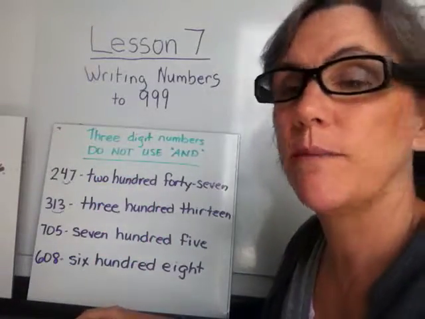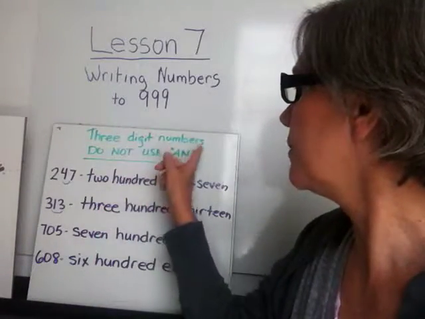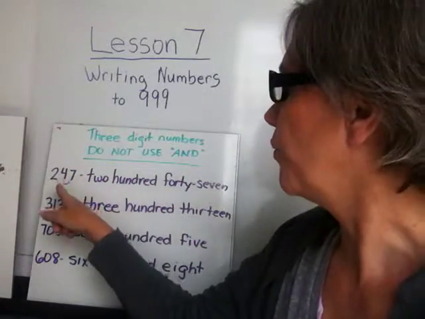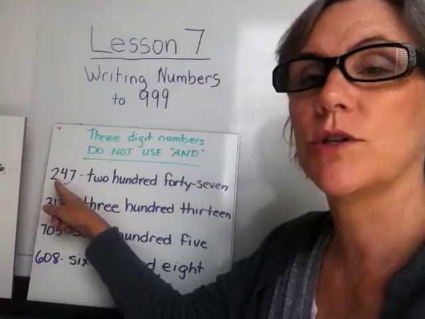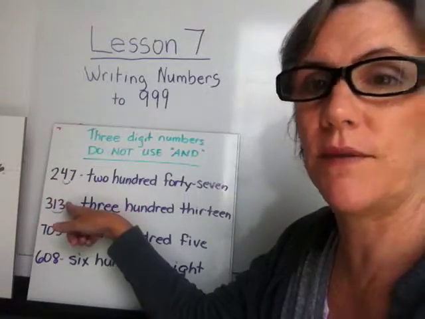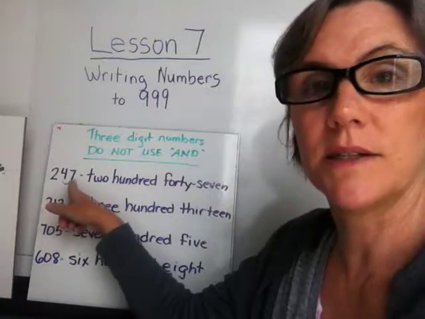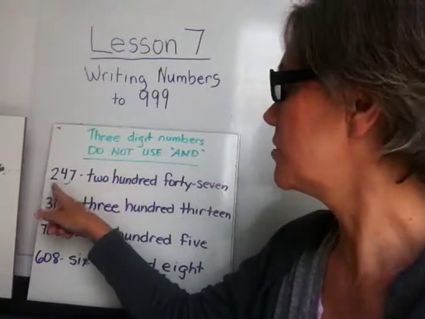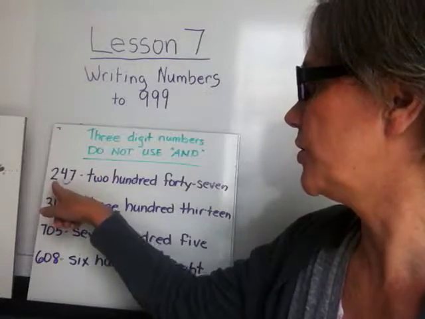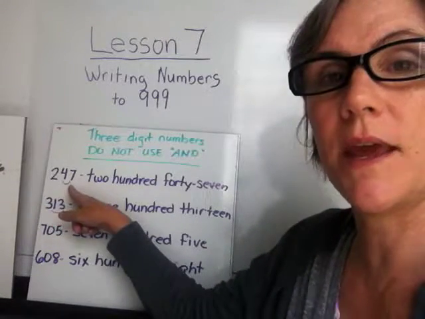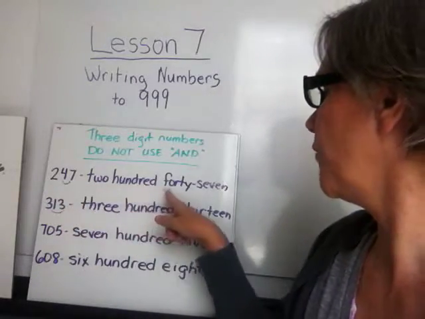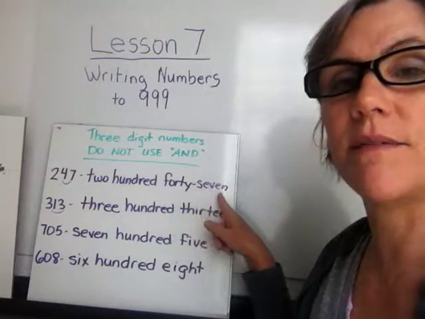Okay, now the thing to remember when you're writing three-digit numbers is that you do not use the word "and." So when we're writing 247, this is not two hundred and forty-seven, because the "and" has a different meaning when writing numbers. So we'll learn about that later. So it's two hundred, and here's the two-digit number at the end, so you'll just write forty hyphen seven.